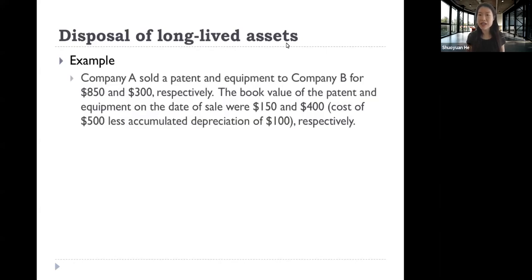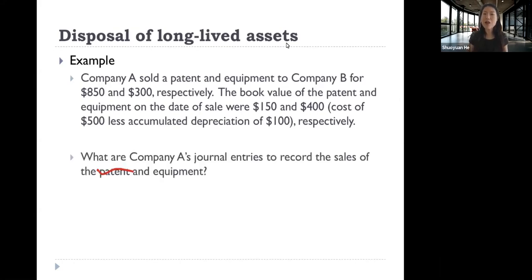So let's first look at an example. Company A sold a patent and the equipment to Company B for $850 and $300 respectively. The book value of the patent and the equipment on the date of sale were $150 and $400. So this $400 is the cost of the equipment, $500, less a cumulative depreciation of $100. So that's how we get the book value $400.